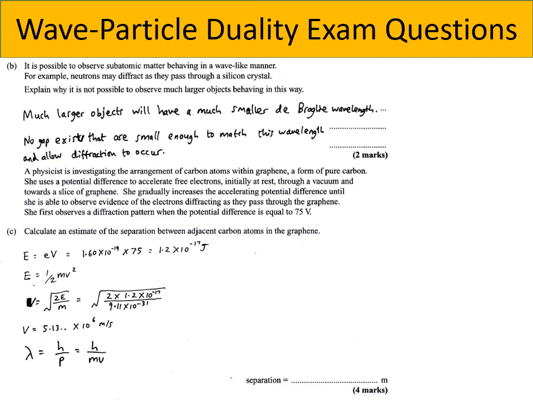Then we use our de Broglie wavelength equation, lambda equals h over p, which is also equal to h divided by mv. So the de Broglie wavelength is equal to 6.63 times 10 to the power minus 34 divided by 9.11 times 10 to the power minus 31 multiplied by 5.13 continued times 10 to the power 6, which is equal to 1.41 times 10 to the power minus 10 meters.